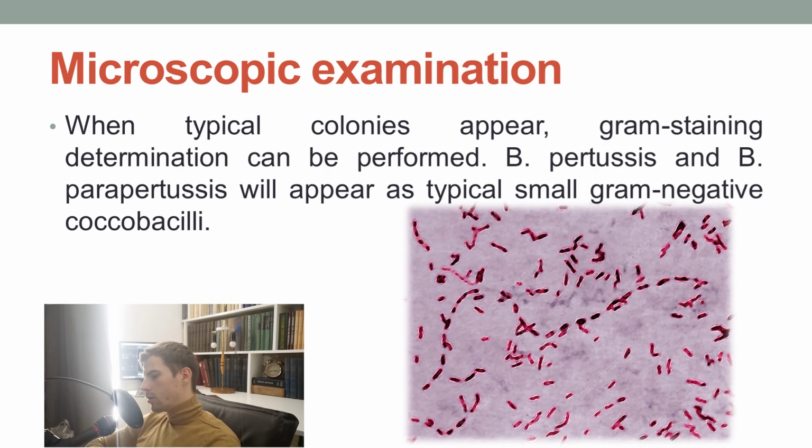Regarding microscopic examination, typical colonies appear. We have gram staining, and we can apply it for both Bordetella pertussis and Bordetella parapertussis. It will be a small gram-negative coccobacillus. The difference between coccus and bacillus: coccus is spherical, bacillus is rod shaped, but Bordetella is kind of oval shaped, something between coccus and bacillus. This is why it is called coccobacilli.